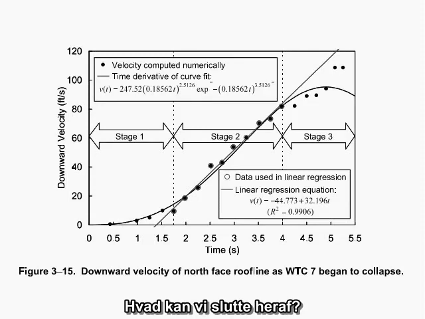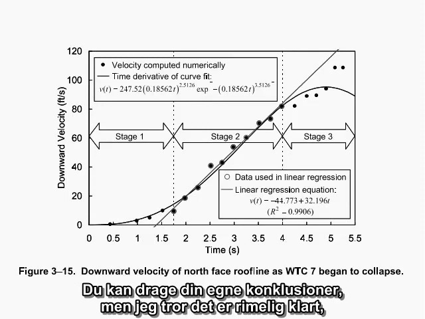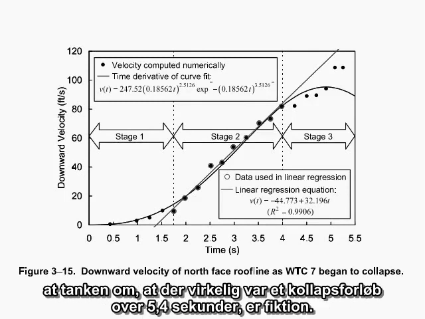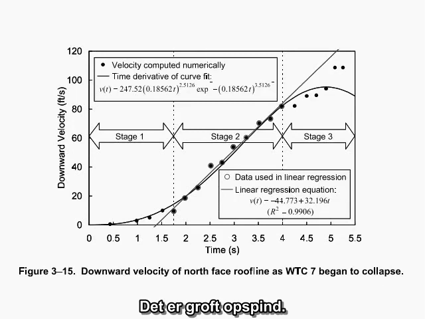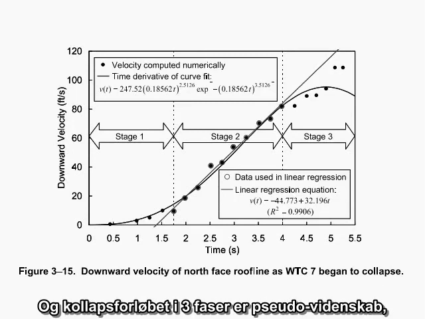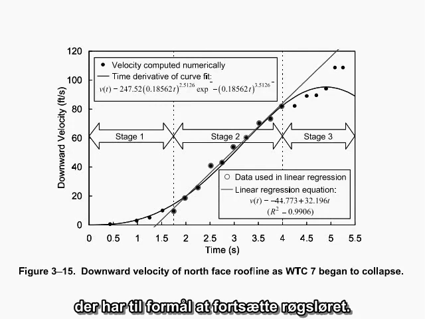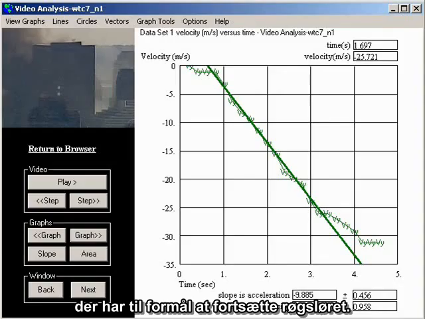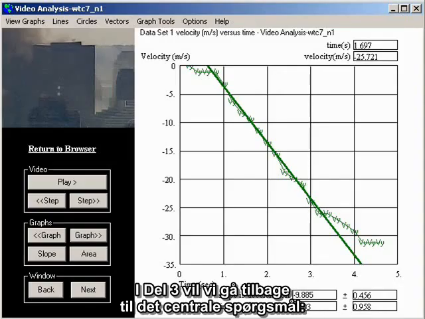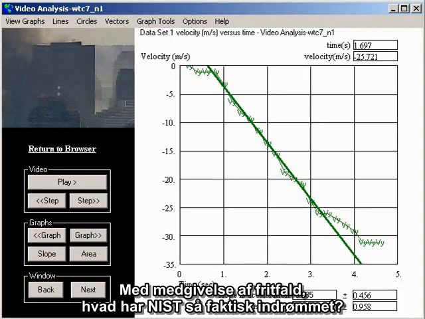What can we conclude? You can draw your own conclusions, but I think it's pretty clear that the whole idea there is any kind of real 5.4 second collapse interval is a fiction. It's a crude fabrication, and the three-stage collapse sequence is pseudoscience in the service of an ongoing cover-up. In Part 3, we will return to the central question. In conceding freefall, what has NIST actually admitted?